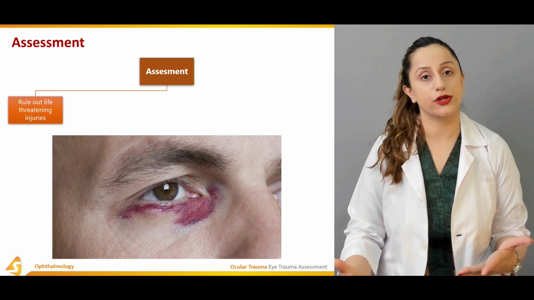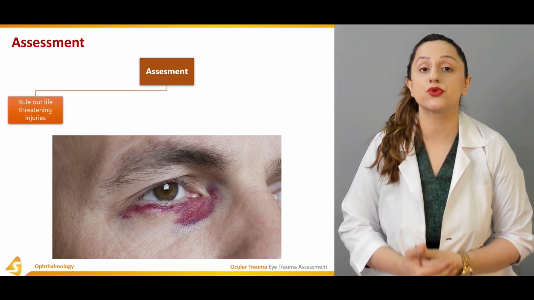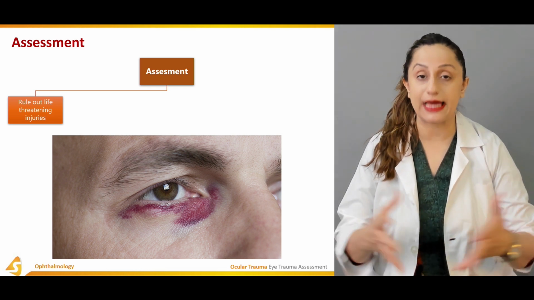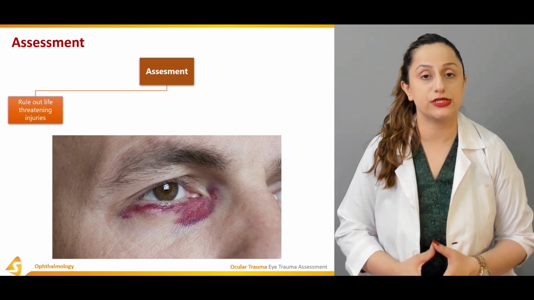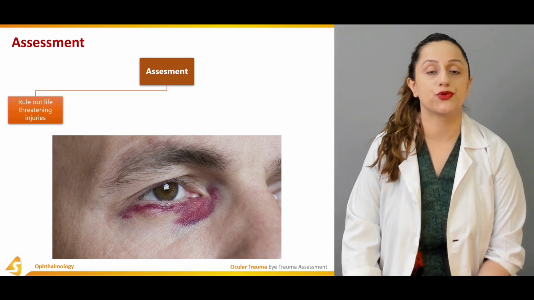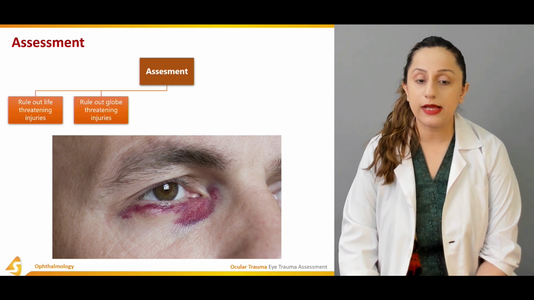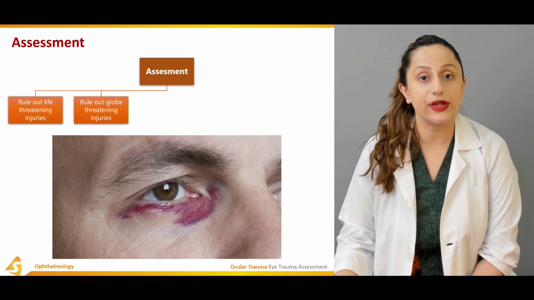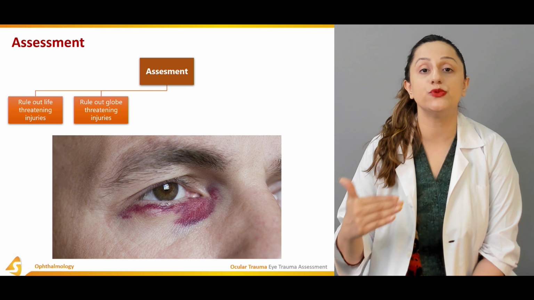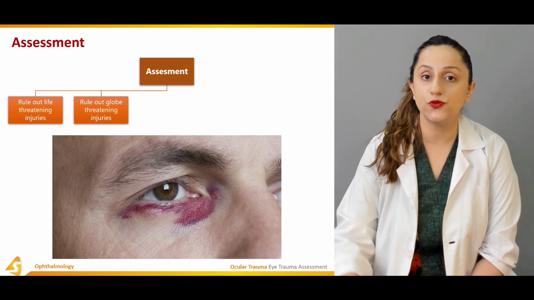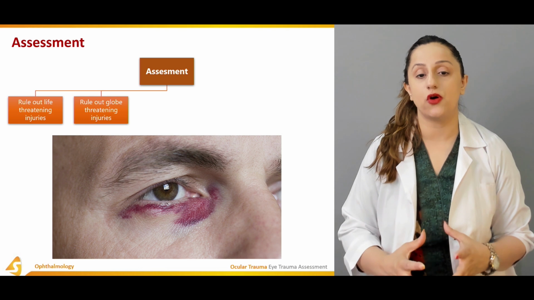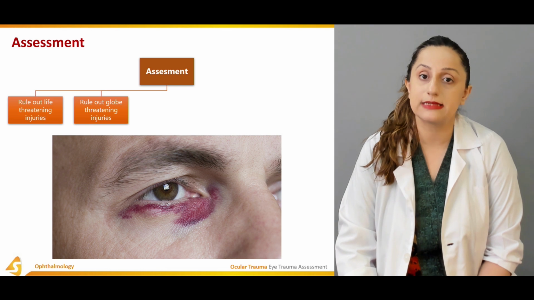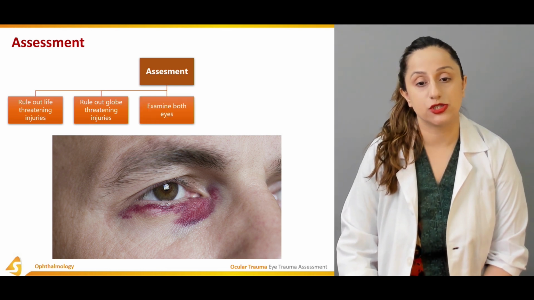In these cases, the ocular injuries occur along with other life-threatening conditions. So it's very important that you treat these life-threatening conditions first. You stabilize the patient, and then you start treating the ocular injuries or the other injuries at hand. First of all, you rule out the life-threatening injuries, you stabilize the patient, you save the life of the patient, and then you move on to analyzing the globe-threatening injury, in which the vision can be involved, or total blindness can be caused by these globe-involving injuries.